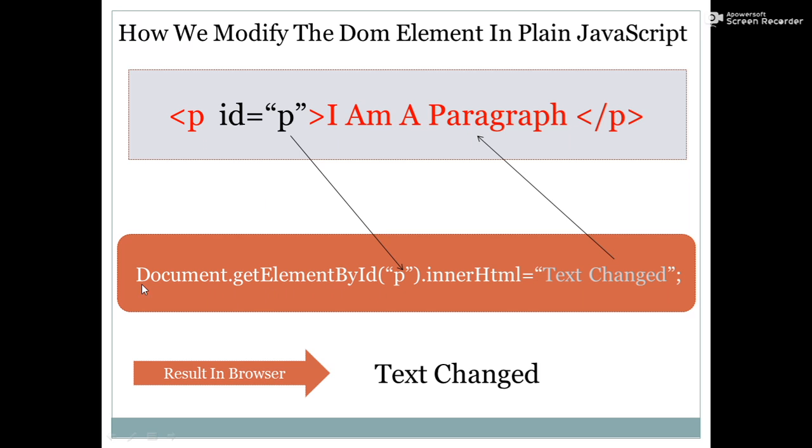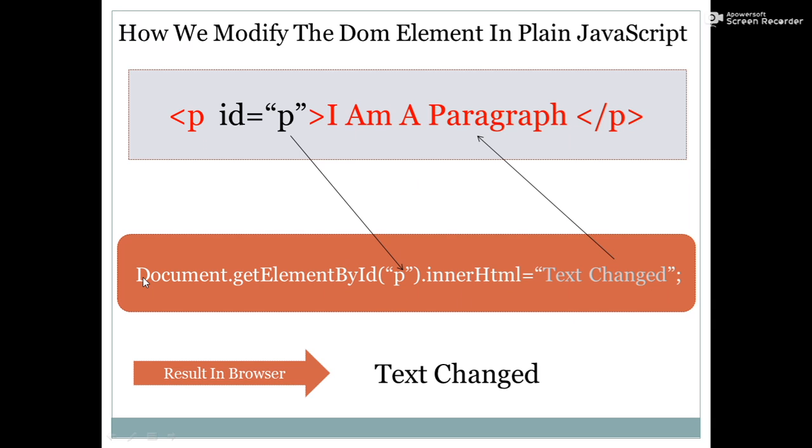This is supposed to be a small letter, don't worry. document.getElementById("p"), which is the reference of this paragraph, dot innerHTML equals "text change". So what this line is doing is manipulating the text here. It is changing the text element right here.